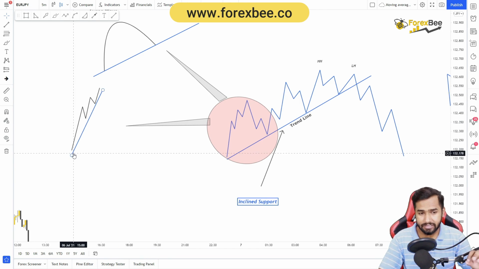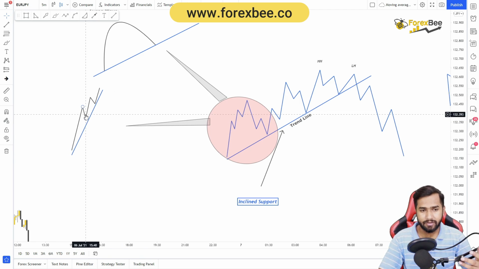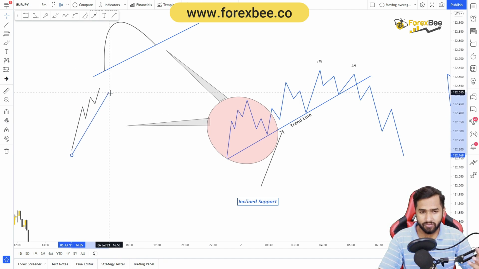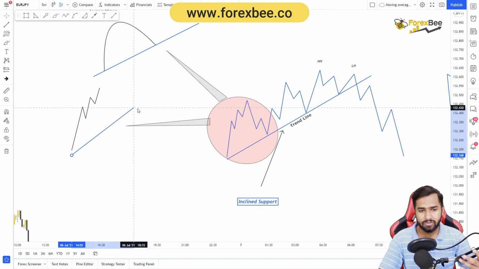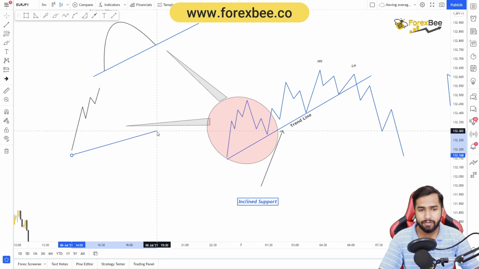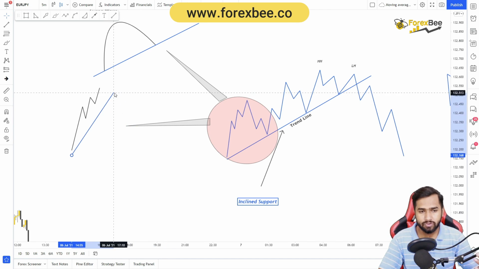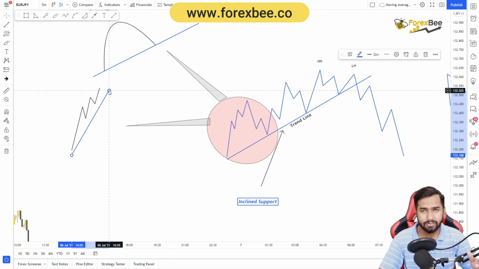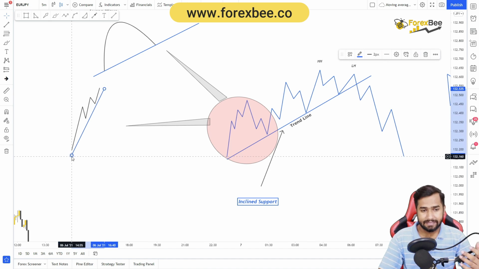Second thing is it's steeper than 45 degrees. So a valid trend line you would see would be almost 45 degrees or even less. So it would be somewhere around here or even less. Okay, it should not go towards 90 degrees, 70 degrees, or 60 degrees. So a valid trend line is only 45 degrees inclined or even less.